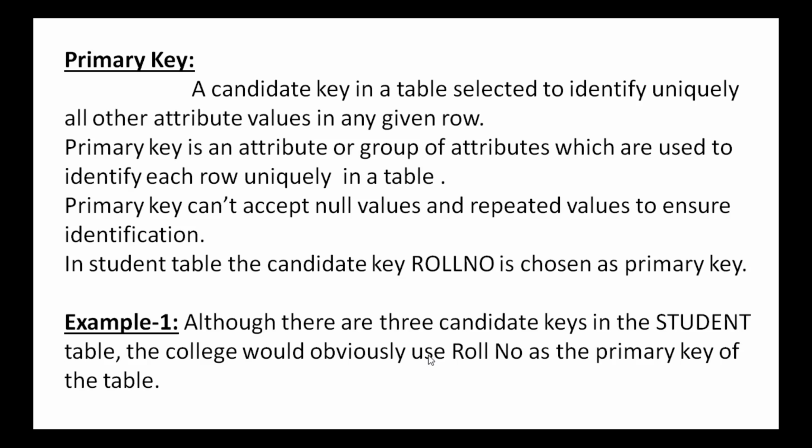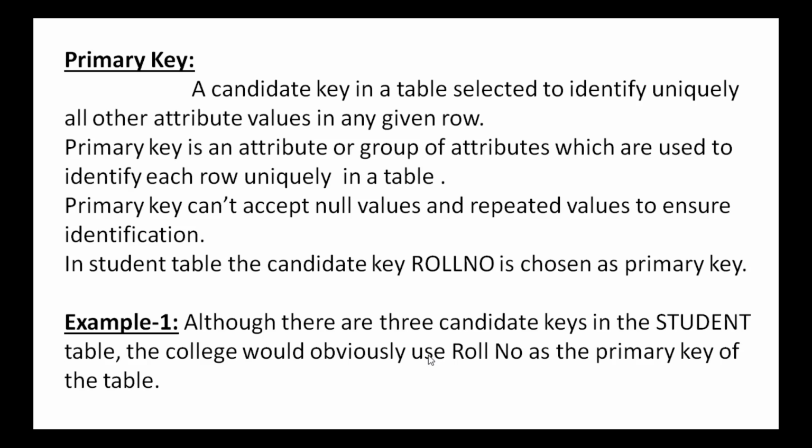What is primary key? Primary key is an attribute or group of attributes which are used to identify each and every row uniquely in the table. And primary key cannot accept null values and repeated values also to ensure identification. To identify each and every student or each and every employee, they should have a unique number, unique roll number or unique employee number. That should not be null.